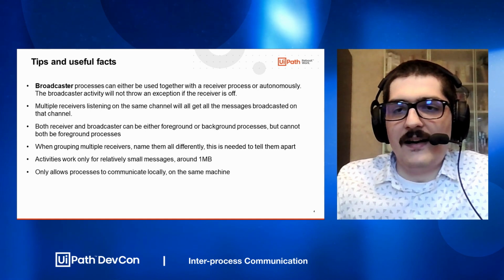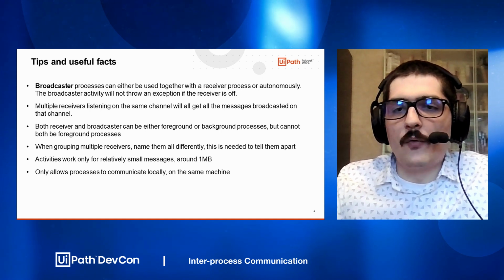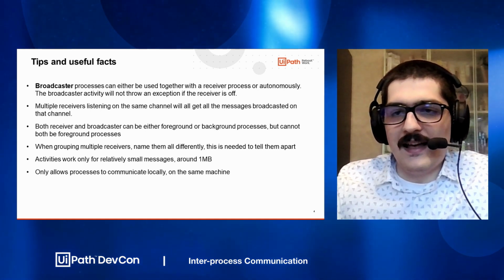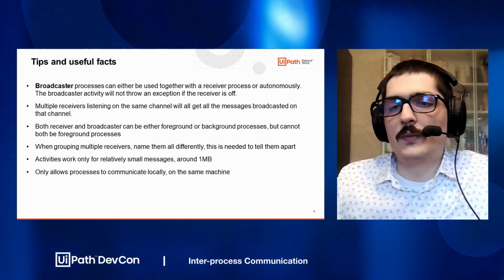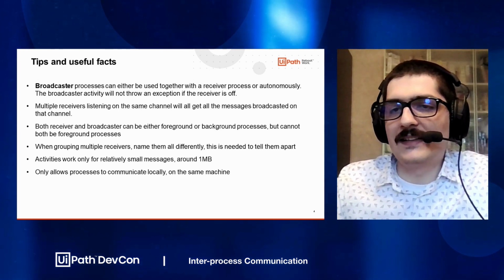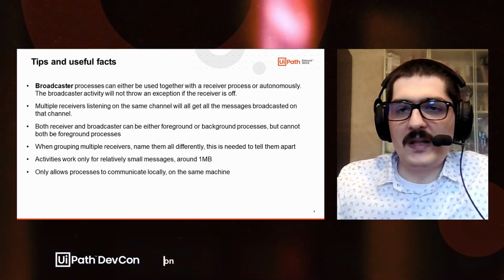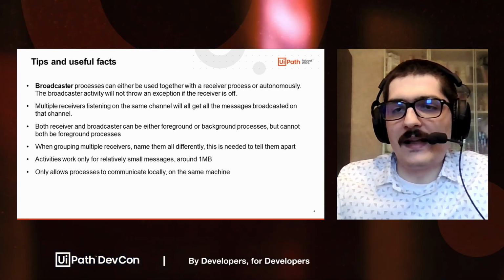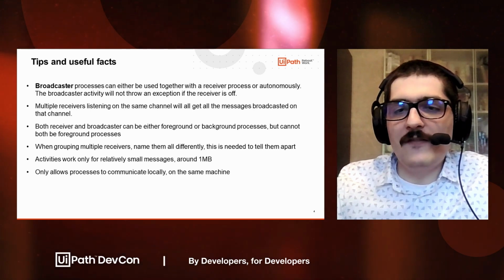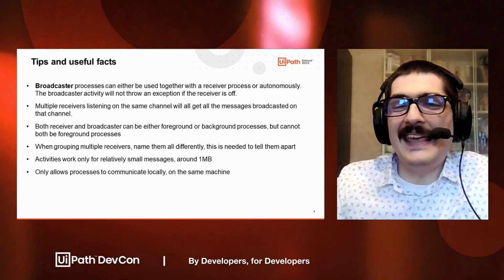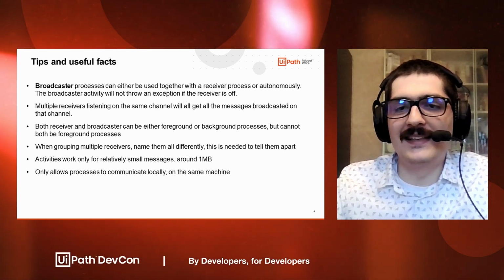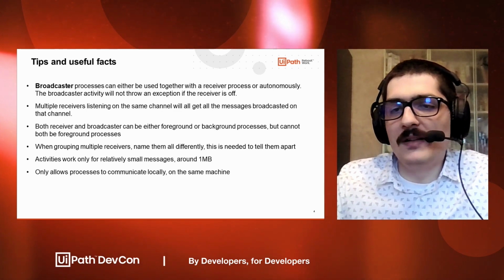Another thing is, even if a message is sent on a channel where multiple receivers are listening at the same time, all the receivers will get the message. So this also gives us an extra boost of flexibility when designing our automations. Another thing to keep in mind is that both the receiver and the broadcaster can either be foreground or background processes, but they cannot be both foreground processes at the same time, as they won't be able to run at the very same moment.